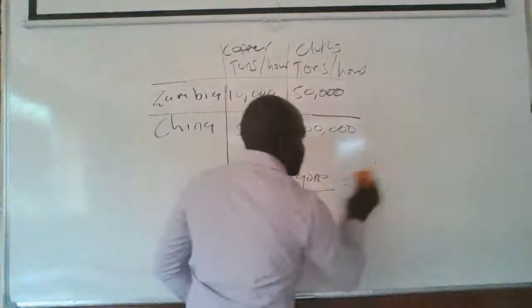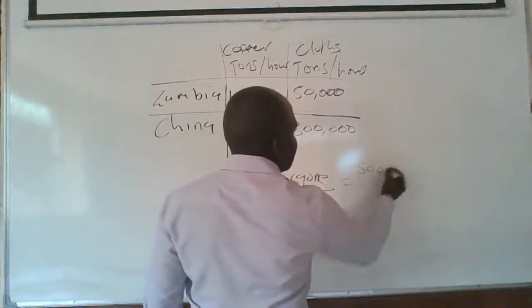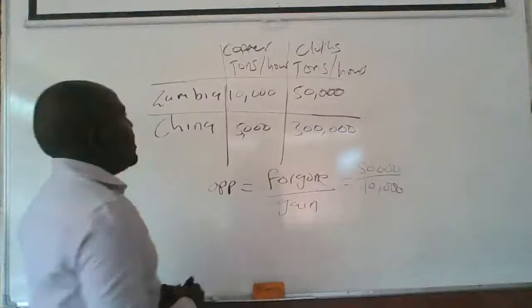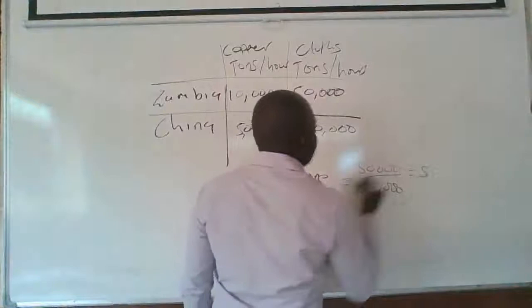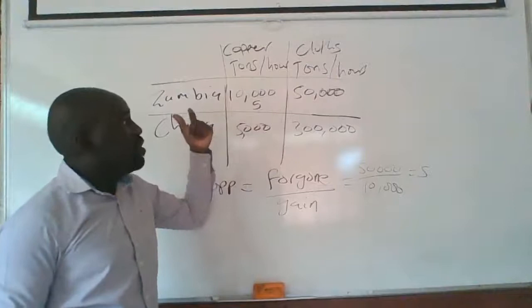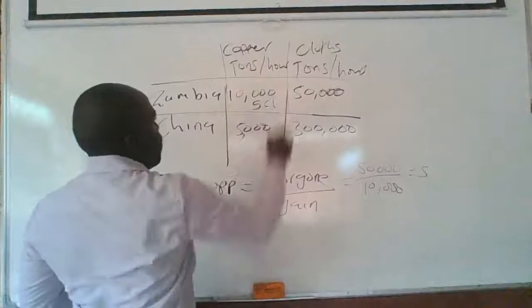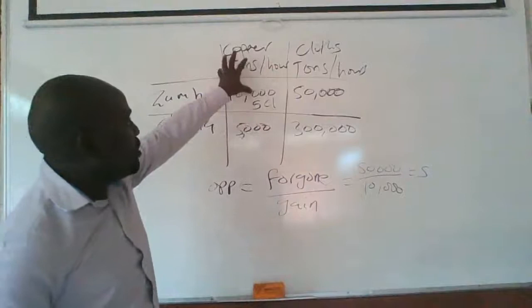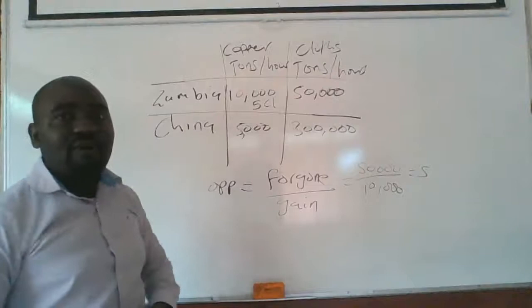Okay, so we have those figures here. So we have 50,000 divided by 10,000, meaning that the opportunity cost of producing copper for Zambia is 5. So we have 5 here. Now, don't just leave it at 5. You need to attach the units. 5 of what? So the opportunity cost of producing copper is 5 tons of clothes. We measure the opportunity cost using the units of the foregone. So the opportunity cost for Zambia of producing copper is 5 tons of clothes.